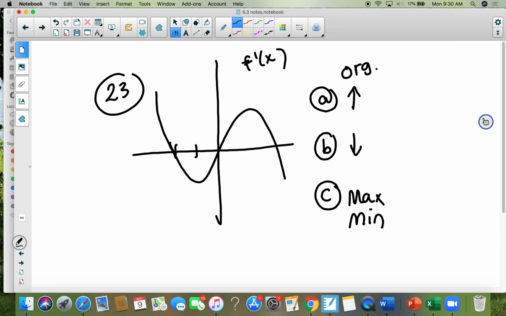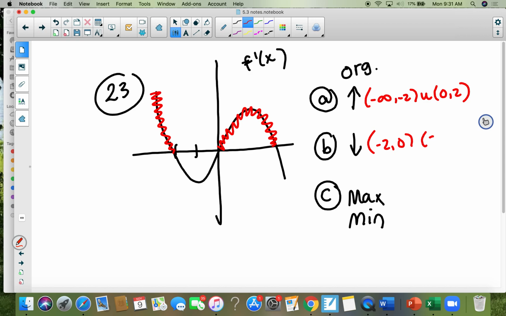So this is what I like doing. If this is the derivative graph, these are all positive slopes. This is where the original graph is increasing if you think of the formula. So from negative infinity to negative 2, union with 0 to 2. It's decreasing on those other intervals. So negative 2 to 0 and 2 to infinity.